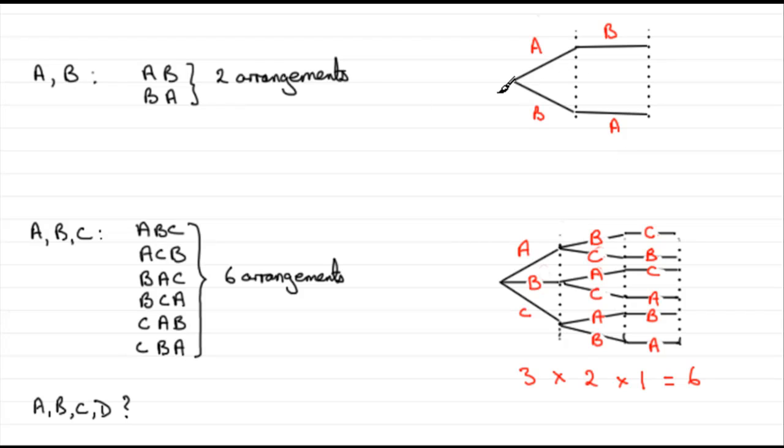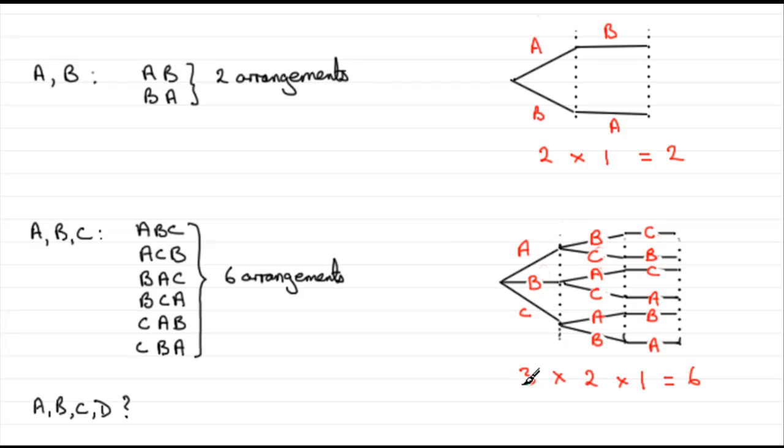If we do the same for this one up here, for the 2 arrangements, you can see that we had 2 choices for the first letter, and then for any of those 2 choices, we only had 1 for the second letter. 2 times 1 equaling 2, our answer here.